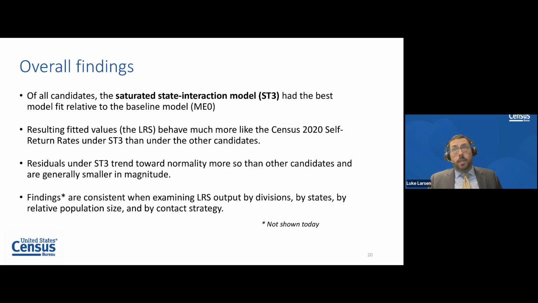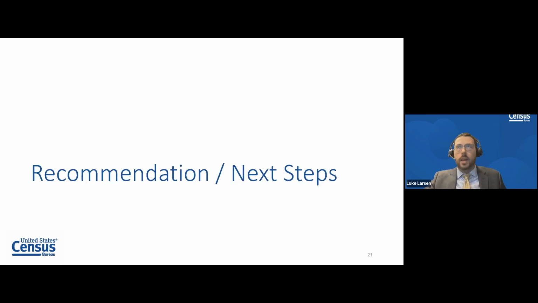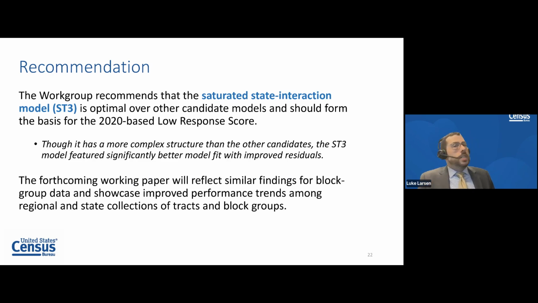And I don't have the findings showing today, but this will be in our working paper coming out later this year, that when we examined this output by key groups like divisions, by states, by relative population size of tracts and block groups, and also by contact strategy classifications, we see similar types of findings. And I think there are some really interesting stories to be told when you really get down to that level of granularity.